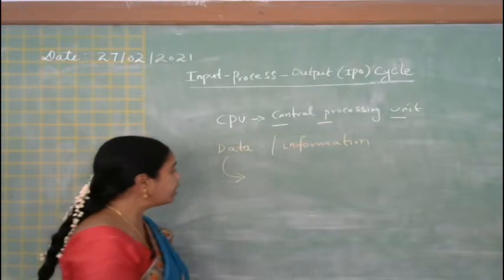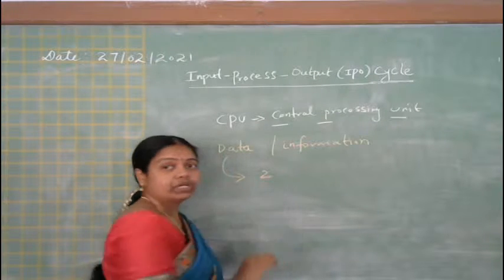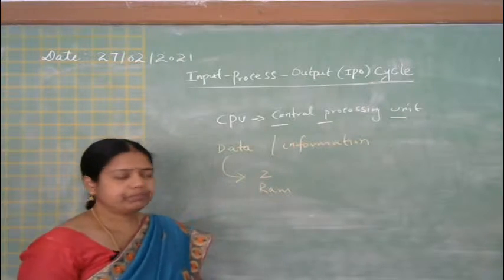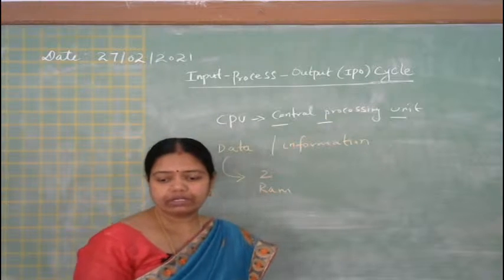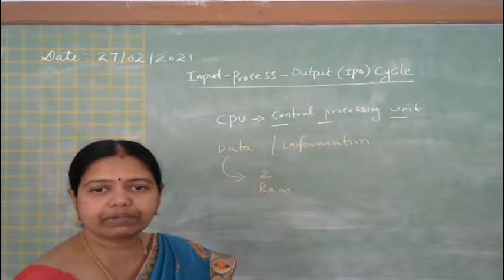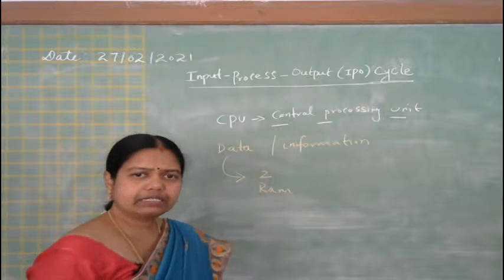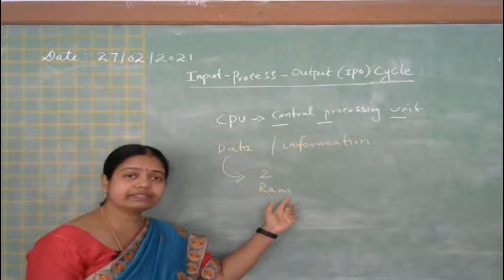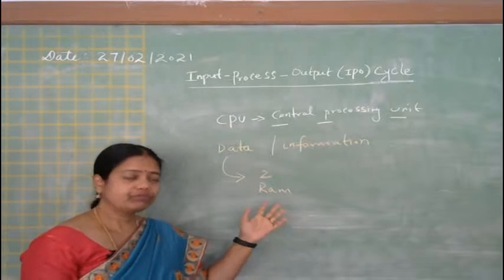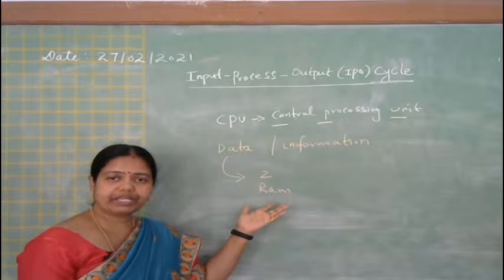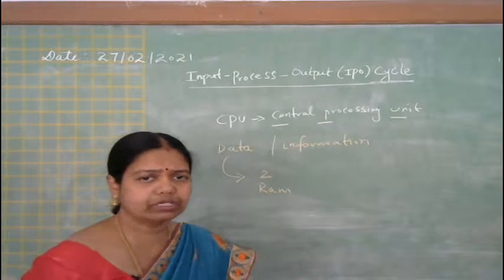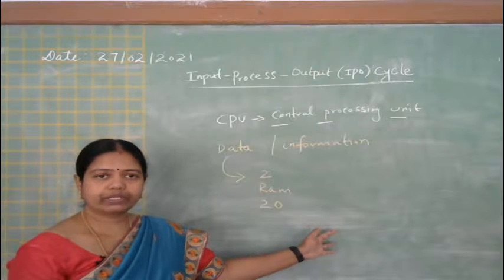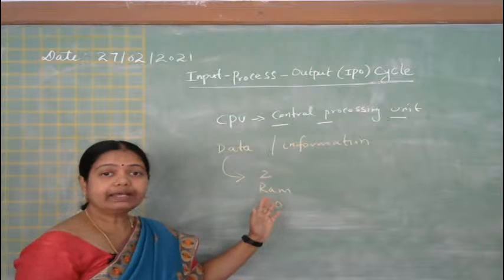For example, you can consider 2, and then RAM. From this, what are you understanding? What do you understand from these two? Just that 2 is a number and a RAM. Maybe after seeing it, you may wonder who is RAM, or you may add confusion with one more number, 20. What is this? Now this is called the data.